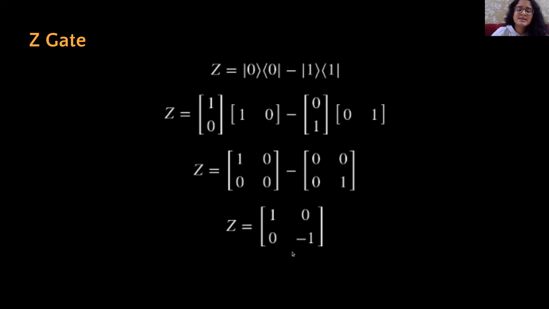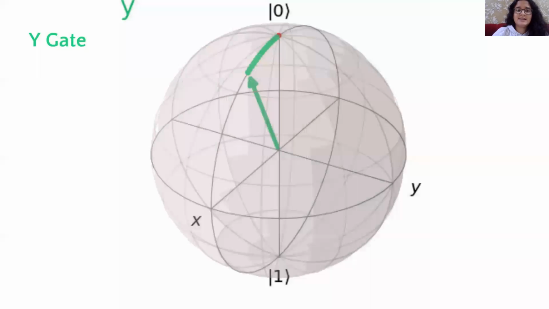And it is aligned with the definition of Z-axis because we have essentially derived it from the definition. So everything is consistent till now. So we've looked at X gate, we've looked at Z gate. So next in line is Y gate.